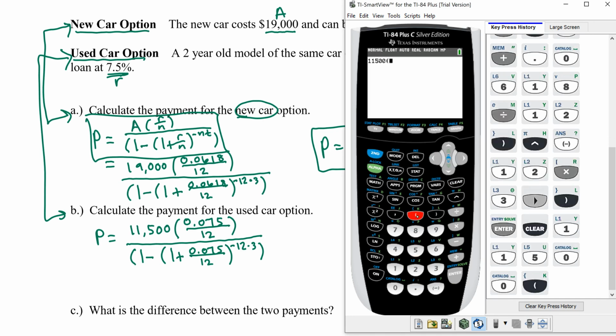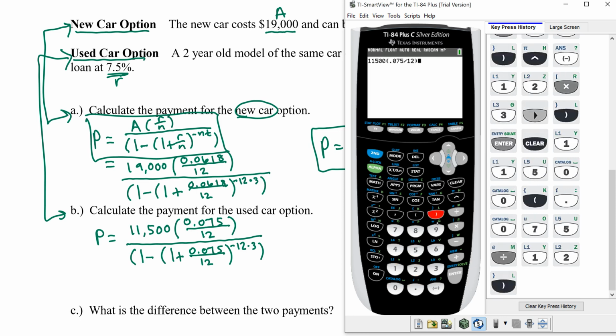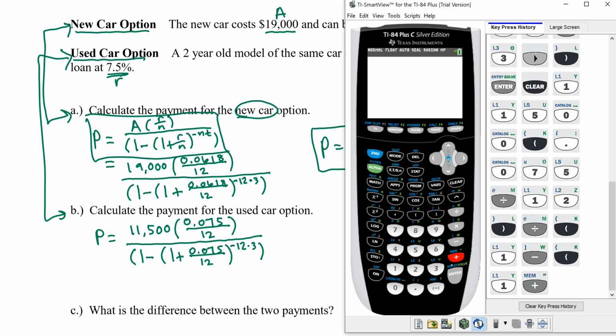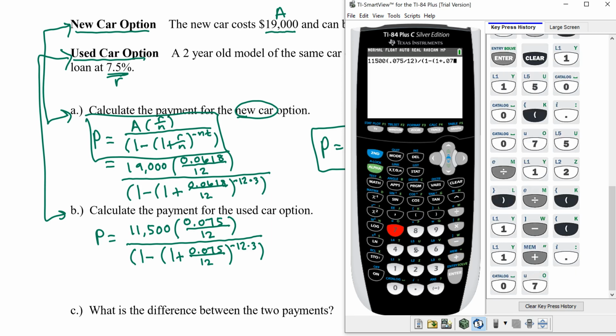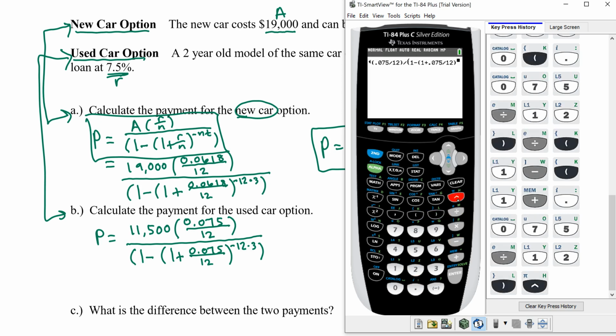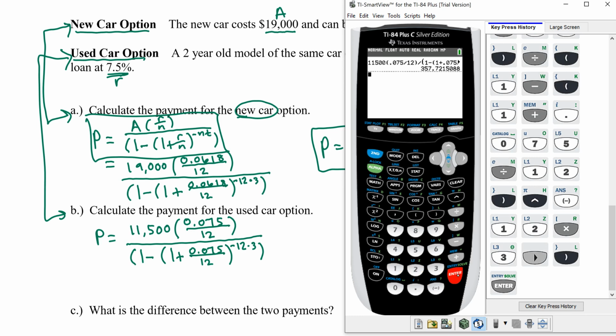11,500 times 0.075 divided by 12, close parentheses, divided by, for the big fraction bar, open parentheses, 1 minus, that's the minus operation, open parentheses, 1 plus 0.075 divided by 12, close parentheses, exponent key, now I'm going to use my negative button in parentheses, 12 times 3. Okay, right arrow key to get down out of the exponent, close parentheses, and press enter. So our car payment here would be $357.72.